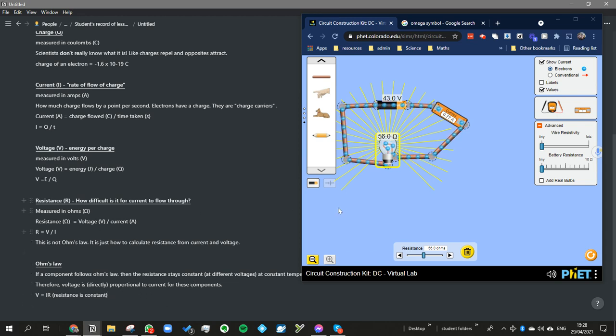But whether something follows Ohm's law or not, you can still use this equation here to calculate resistance. So it is not Ohm's law. It is just a way of calculating resistance. If you know the voltage and you know the current, you can calculate resistance using that. Okay?